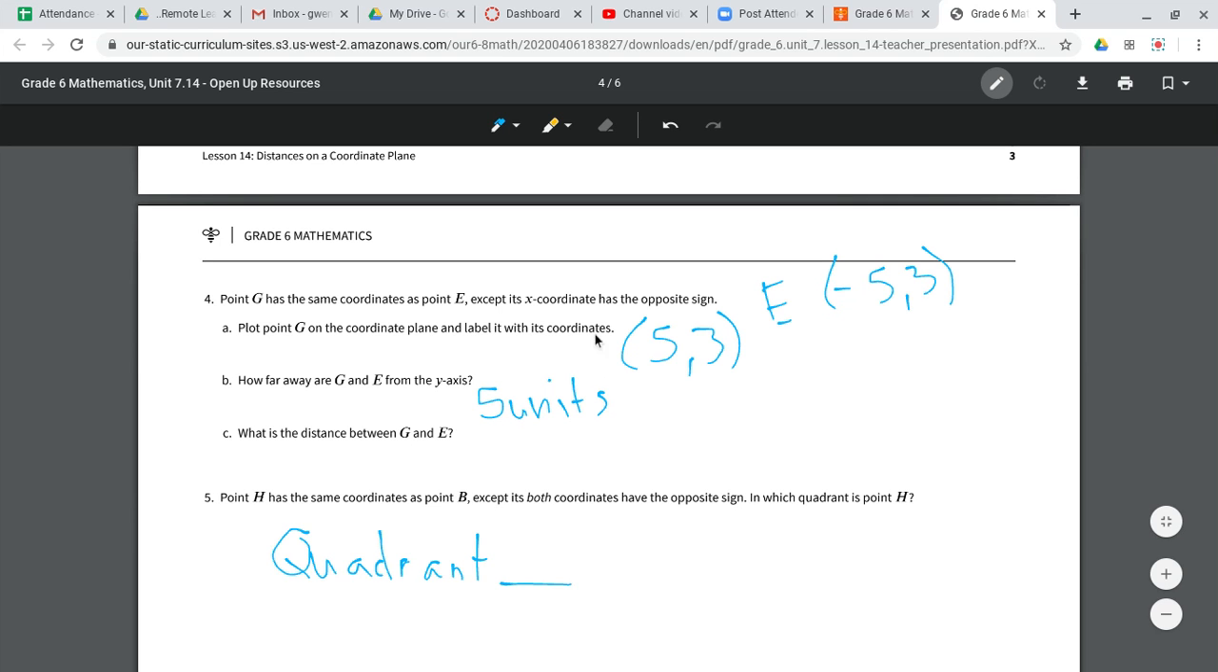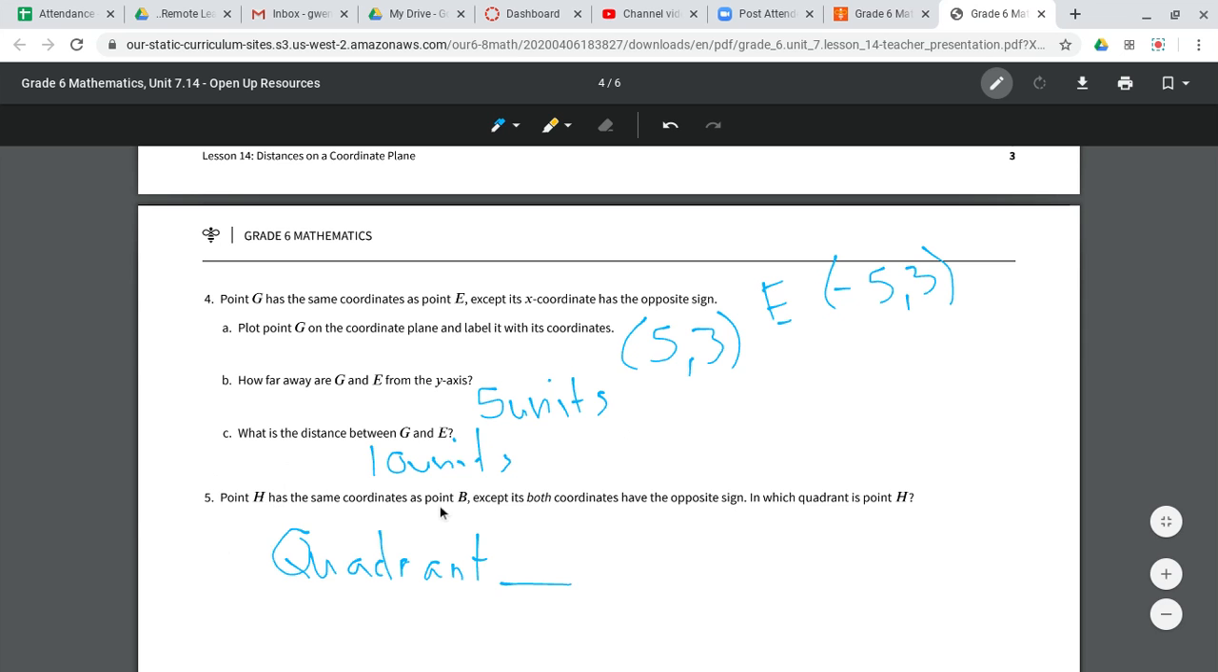Well, if we double our 5 units, because we have to go from +5 to the y-axis, and then from the y-axis, 5 more units to get to the -5, so that gives us 10 units. Excellent. Fantastic. All right, our next question.